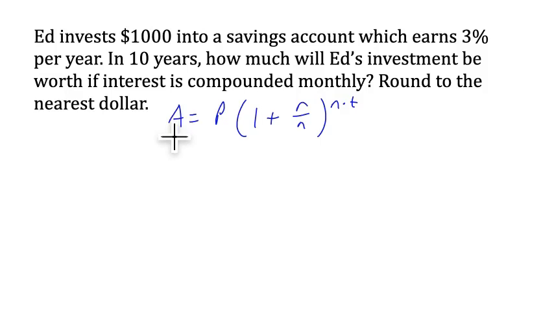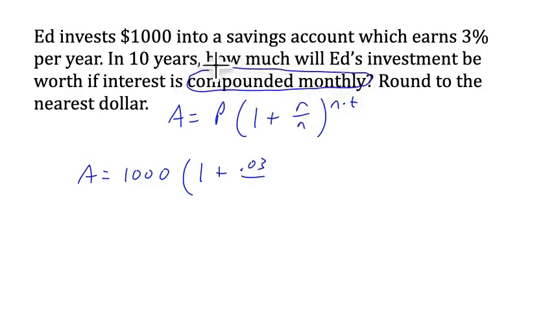All right, we're looking for A. That's how much money he'll have in 10 years. The P, that's how much we start with. So he started with $1,000. And it's always 1 there. 1 plus the interest rate as a decimal. So that's 0.03. Now here it says we're compounded monthly. There are 12 months in 1 year, so N is going to be 12. If this was compounded quarterly, it would be 4. Compounded daily, 365. Raised to the power of N times T, so that's 12 times T, which is the number of years. In this case, 10.